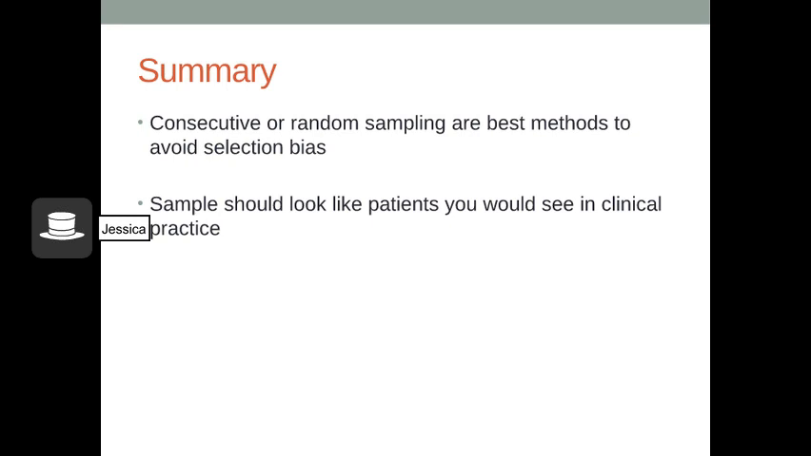So the key take-home points for considering representative samples in diagnostic studies are that consecutive sampling and random sampling are the best methods to avoid selection bias. So you ideally want to see those in the studies. In general, the sample should look like the patients that you would see in clinical practice. And remember, you want to consider both demographic variables, but also patient characteristics related to disease status or condition status.